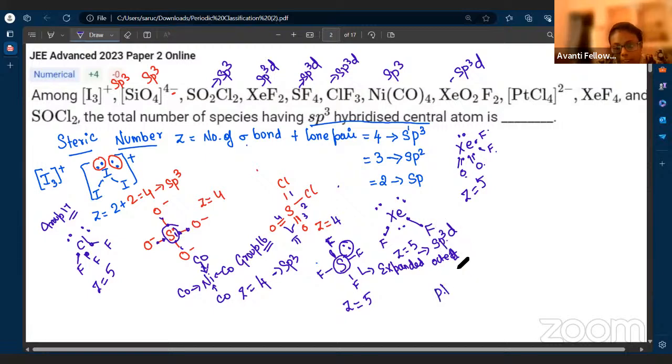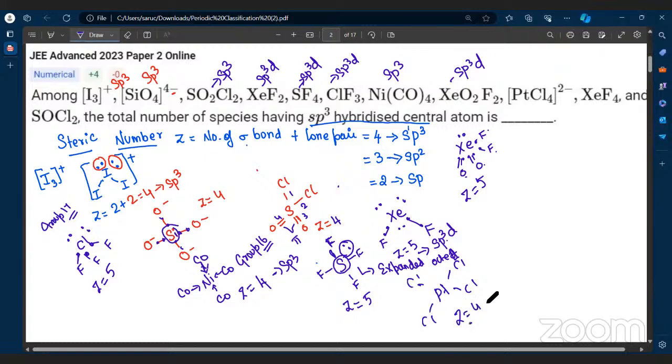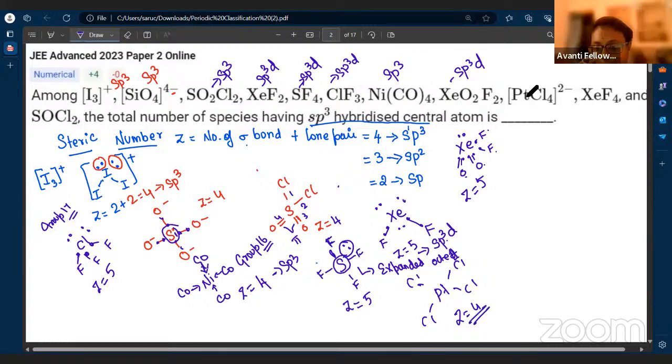Now PtCl4 2 minus, that is going to be dsp2. 4. So, what are you asking? I couldn't get it, someone was asking. Put it in the chat box.